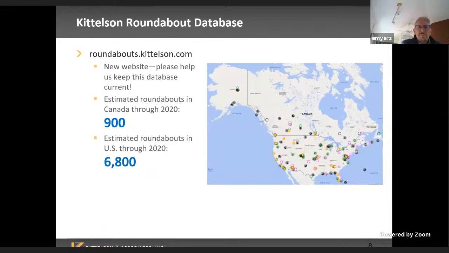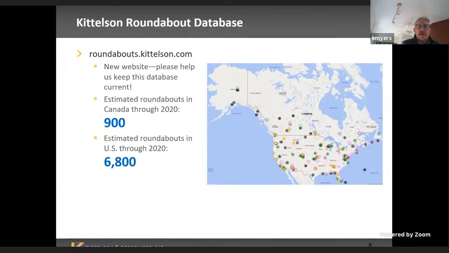We have a roundabout database. We developed this database in the late 1990s as part of our work when we wrote the first edition of the Federal Highway Administration Roundabout Design Guide. So this was done as part of that. We did a lot of surveys to find out where roundabouts were, and then from that we just created this database.